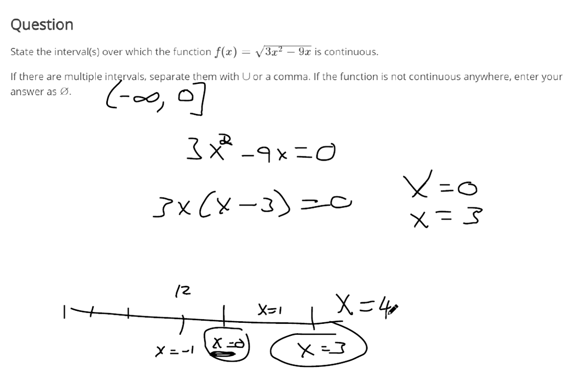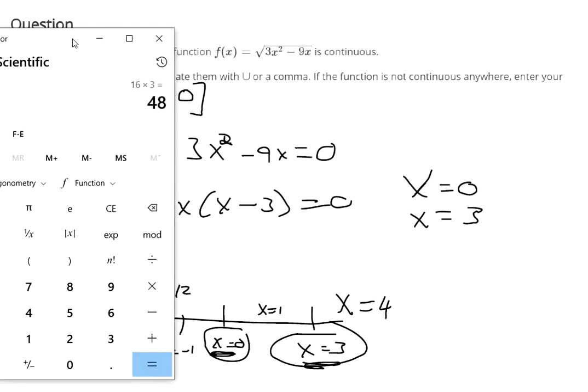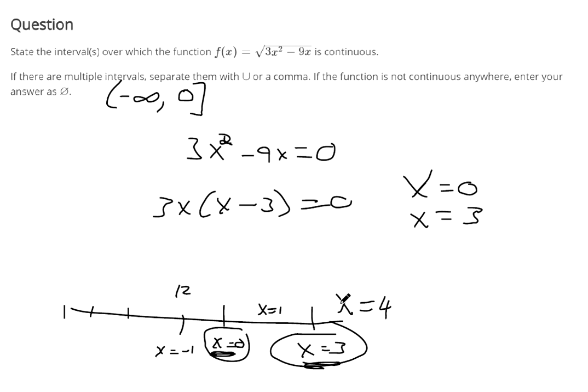If you plug in x equals 4 into the function, something slightly to the right of this other endpoint, we get 4 squared makes 16. 16 times 3 makes 48. And so that's 48 minus 36, which gives us 12. So that's going to be the square root of 12. That's a positive number. So it's positive to the right of x equals 3.